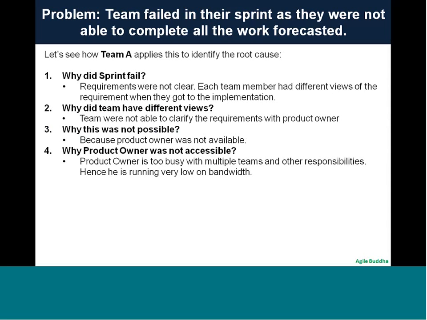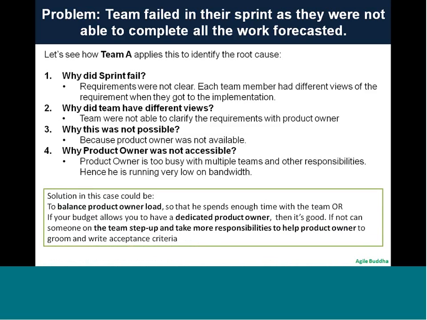because the product owner is too busy with multiple teams and other responsibilities. Hence, he's running very low on bandwidth. Okay, so now you see it. The actual problem was the team failed in their sprint, or they were not able to complete all the work forecasted. But you see the actual problem is that the product owner is too busy, or has very low bandwidth to really work with a team, because he has been entrusted with a lot of other responsibilities. So in this case, the solution is not to look at the team level, but actually go at the root cause, which is the availability of the product owner.